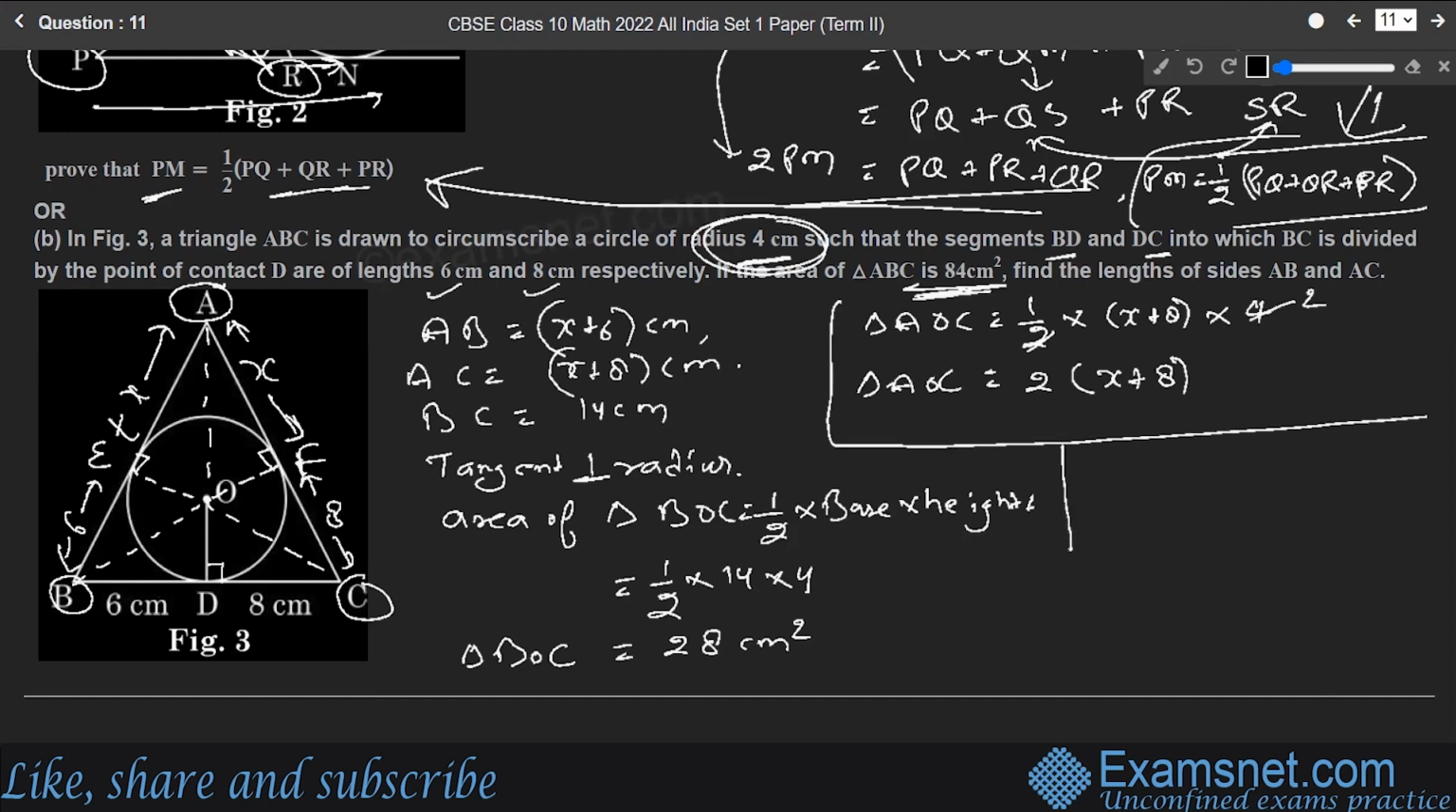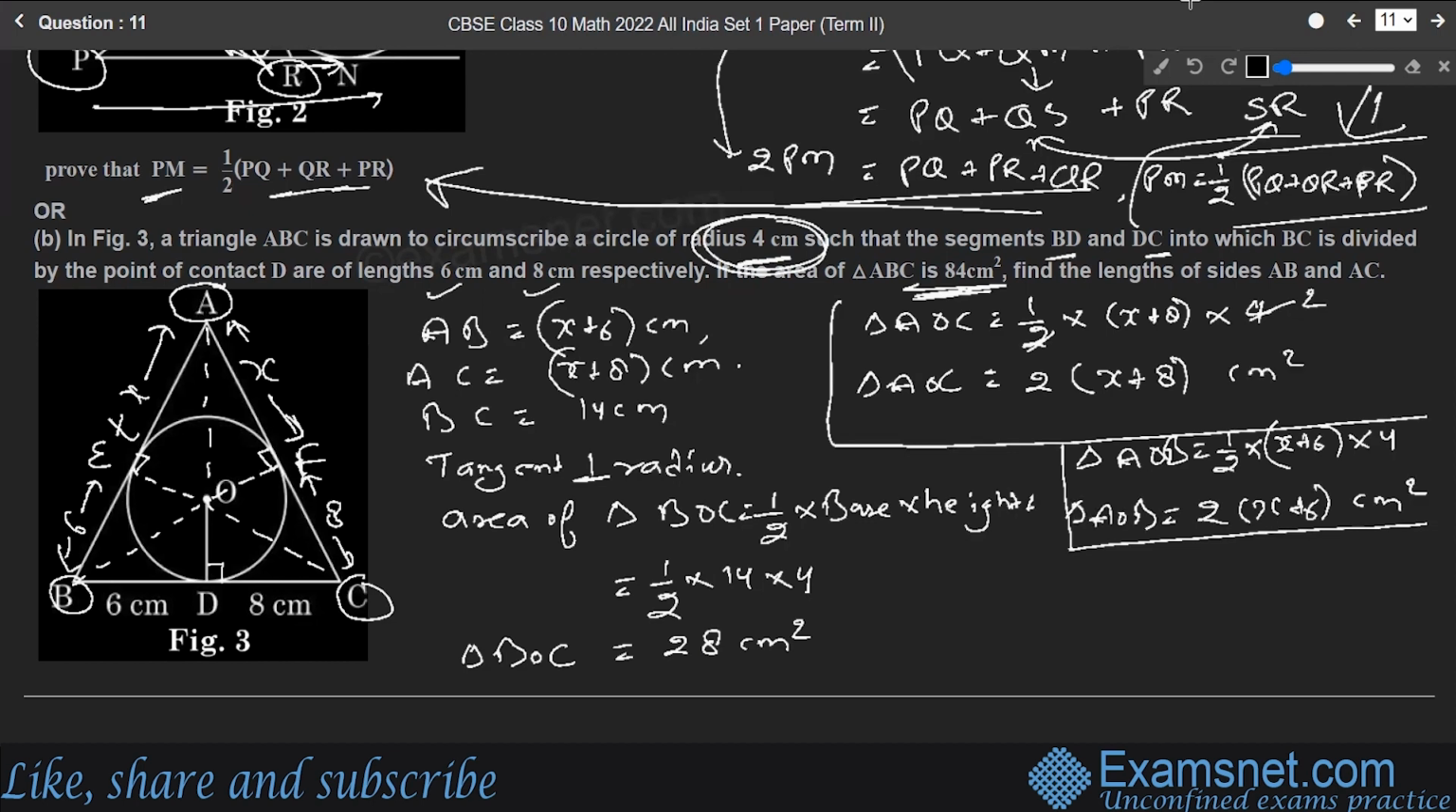Similarly, you can find out the area of the third triangle, that is triangle AOB. The area is again going to be half of base into height. This time around in triangle AOB, the base value is x plus 6, and the height is again the radius, that is 4. So this comes out to be 2 times x plus 6. So that is the area of the third triangle. So these are the three areas.